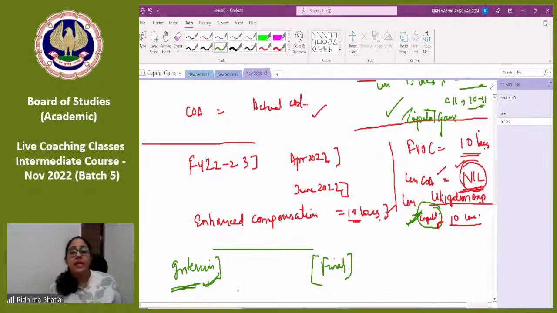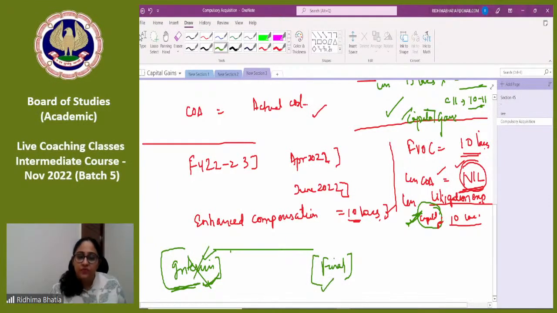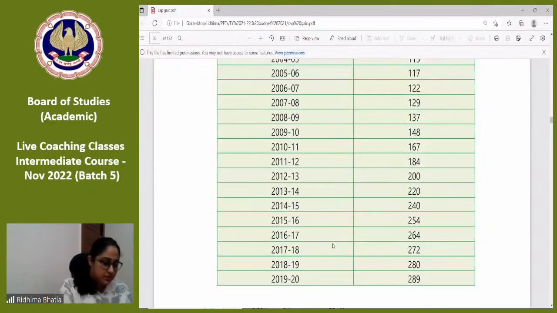If the court orders enhanced compensation in an interim order, it is still not the final order, just an order passed during the proceedings. You will not consider anything until the enhanced compensation is ordered in the final order; only then will you take it. Otherwise, you will not take anything as per the interim order. Your module also says the same thing.